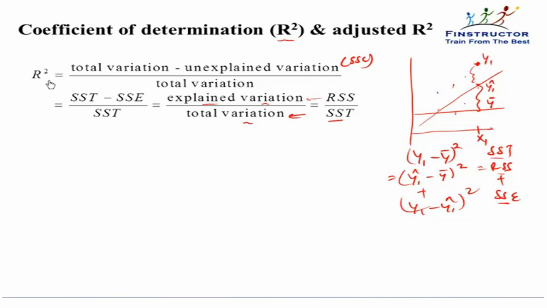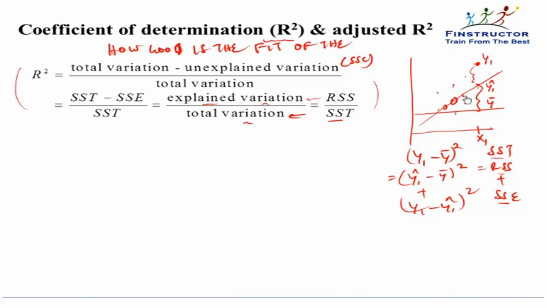Coefficient of determination, that is the square of the correlation coefficient, is defined as the explained variation upon the total variation. Explained variation can be calculated as the total variation minus the unexplained variation. So please note that for multiple regression, the definition of the coefficient of determination remains the same. So it is calculated in the exact same way as that for the simple linear regression. Again, it tells us how good is the fit of the regression.